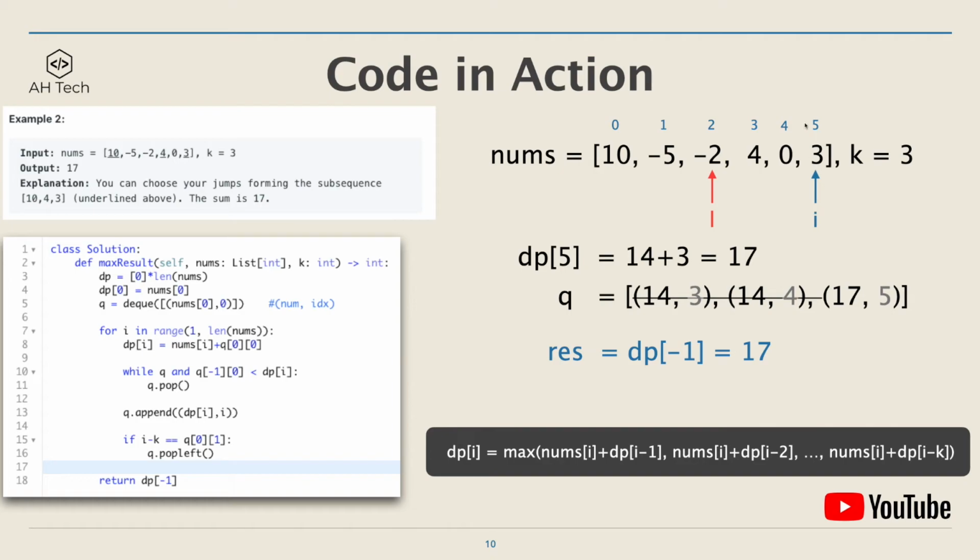And finally, the last element is 3. So dp5 is 14 plus 3, which is 17. And 17 is bigger than 14, so these two elements will be popped out from Q. So the final output is the last element in dp, which is dp5, 17. And this will conclude the algorithm.